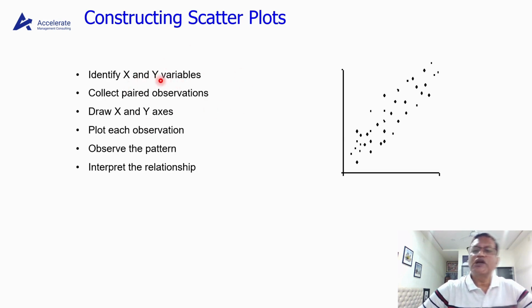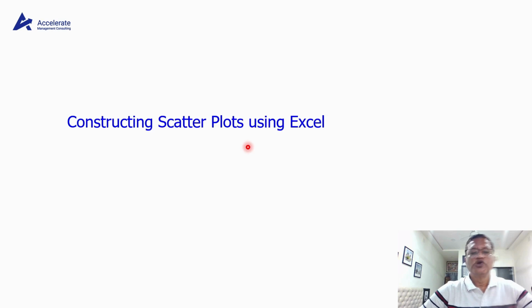So constructing scatter plot is very easy. Identify which x and y variables you want to study. Collect the paired observations. Draw x and y axis. Plot each observation, observe the pattern and interpret the relation. Let's look at how to construct scatter plot using Excel.